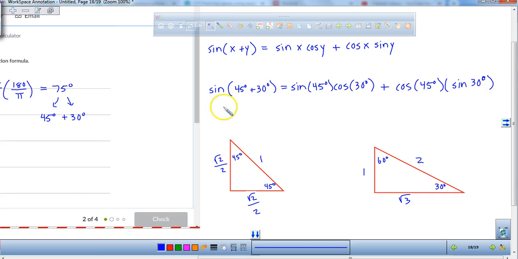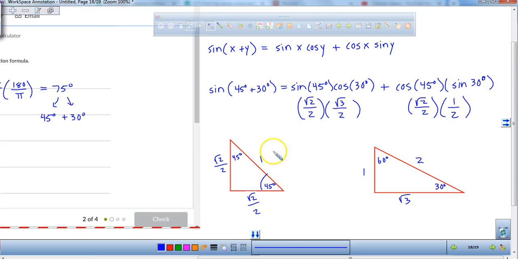So, if I said, what is the sine of 45 degrees? That's the opposite over the hypotenuse. The sine of 45 degrees will always be radical 2 over 2. And the cosine of 45 degrees will always be radical 2 over 2. That's the adjacent over the hypotenuse. So if we wanted to find the cosine of 30 degrees, the cosine is the adjacent over the hypotenuse, so that becomes radical 3 over 2. And the sine of 30 degrees becomes the opposite over the hypotenuse, which is 1 over 2.